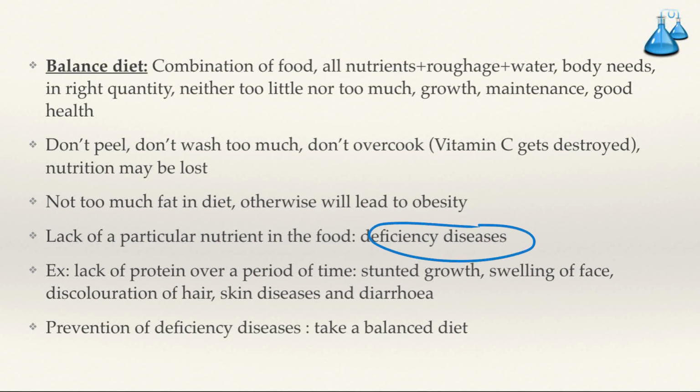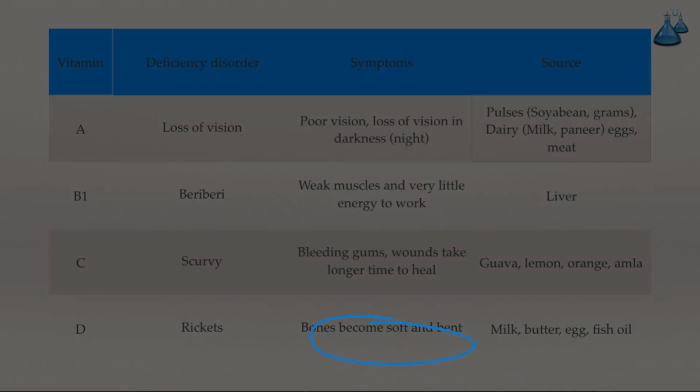For example, lack of protein over a period of time can lead to kwashiorkor, where children have edema. And if there is protein plus energy malnutrition, it leads to marasmus, where the person is really dead looking. It leads to stunted growth, swelling of the face, discoloration of hair, skin diseases and diarrhea. And for prevention of deficiency diseases, you need to take a balanced diet.